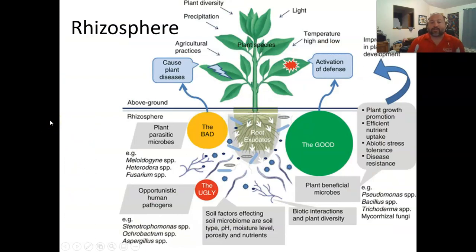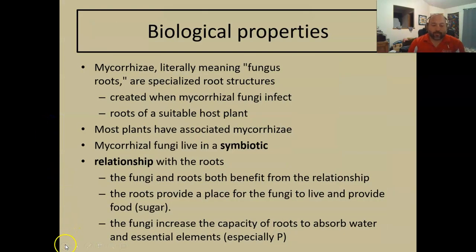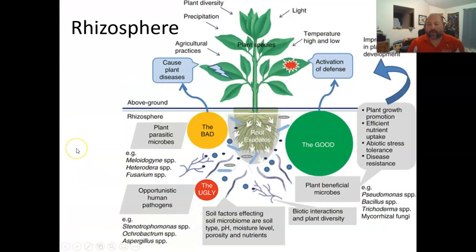So the rhizosphere, just some of the good things and the bad. Some of the good things that you get with your rhizomes, sometimes they can cause plant diseases. Sometimes you get even opportunistic human pathogens, things that can really screw things up for us.